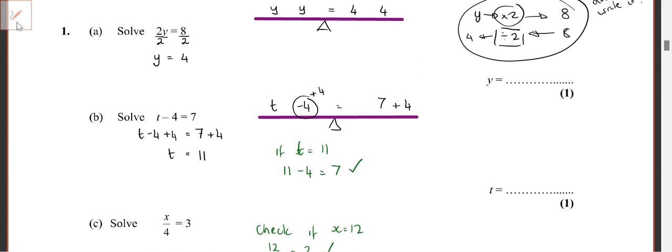Do this one. If y equals 4, 2 times 4 should equal 8. And it does. I'm good. So that's my check. Quite often we can do that in our head with the simple ones. Have we got the idea? Alright.